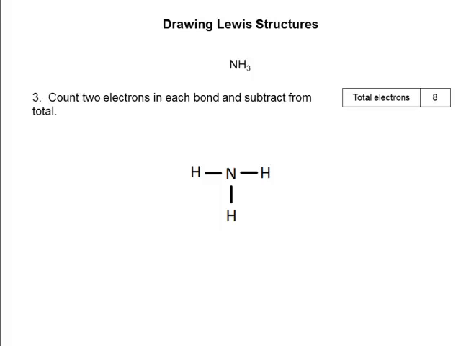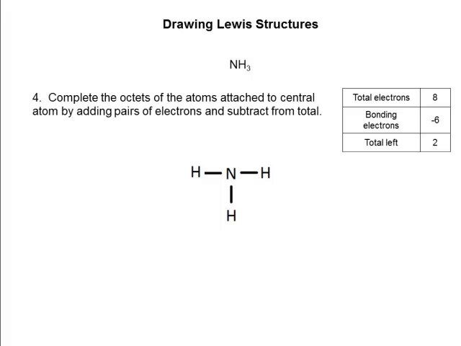All right. Next, for every bond I have formed in my skeletal structure, I'm going to count it as 2 electrons, and I'm going to subtract that from the total. So, how many bonds do I have? Well, I have 3 bonds in my skeletal structure. That's 2 electrons in each bond, so I have a total of 6 bonding electrons. So I started with 8, I lose the 6, I'm left with 2.